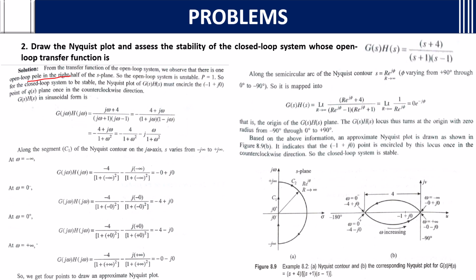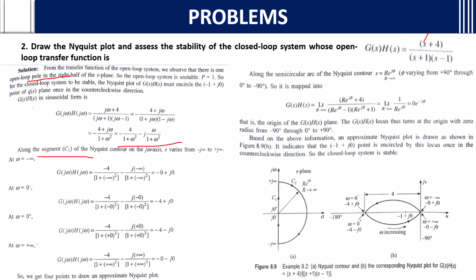How to do that? G(s) H(s) in sinusoidal form: in the place of s, you substitute j omega. So substitute j omega and simplify. You are going to get the final expression like this.